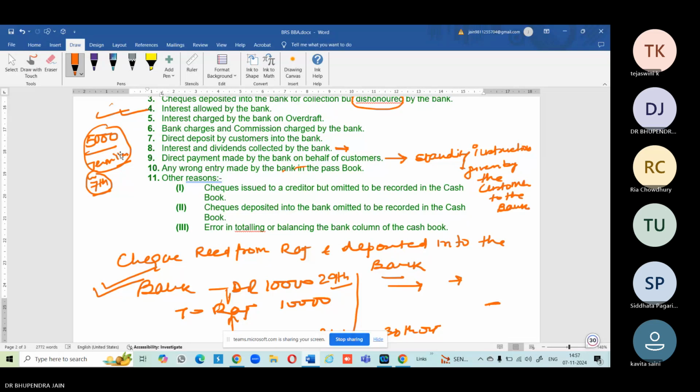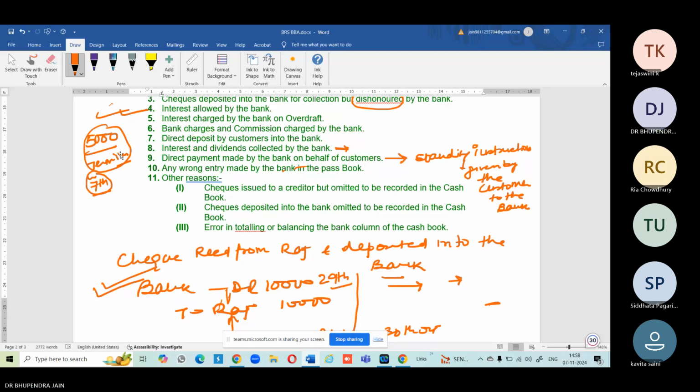Some of the other reasons are given. Those reasons also cause the balance mismatch. Other reasons, first part: check issued to a creditor but omitted to record the entry in the cash book. You have issued the check to the creditor but failed to record the entry in the books of account. Next, check deposited into the bank but omitted to enter in the cash book. You collect the check from your party, from the debtor. Clear? You deposit the check into the bank but fail to record the transaction in the books of account.